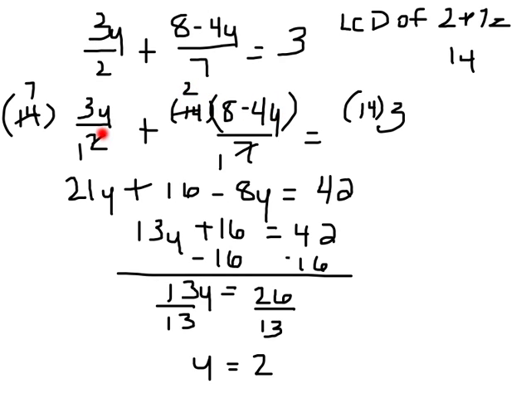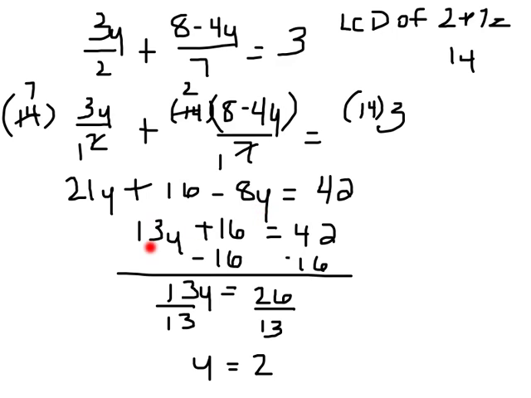Alright, so 2 will go into 14 7 times, and 7 times 3 is 21y. 7 will go into 14 2 times. 2 times 8 is 16. And 2 times negative 4y is negative 8y. And then here I have nothing on the bottom, so I'm just going to simply say 14 times 3, which is 42. Then I combine my like terms.